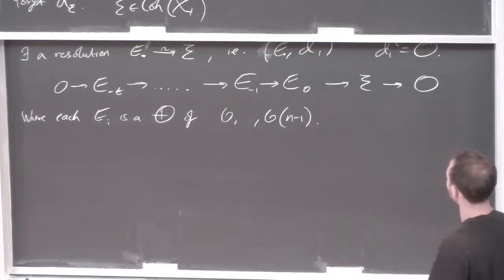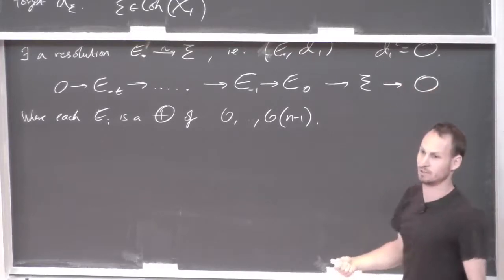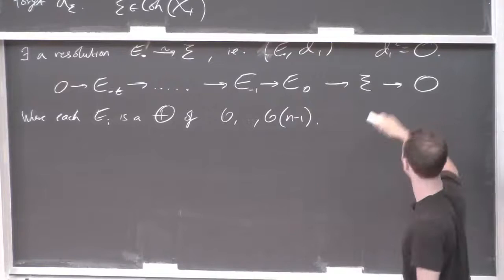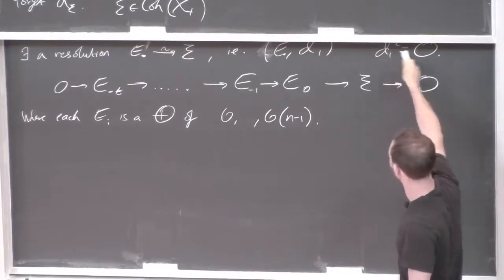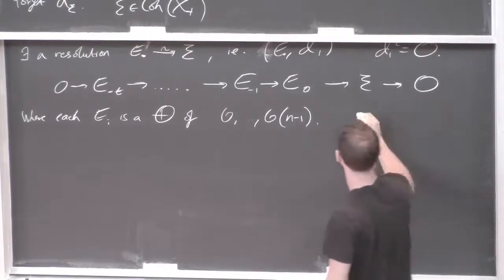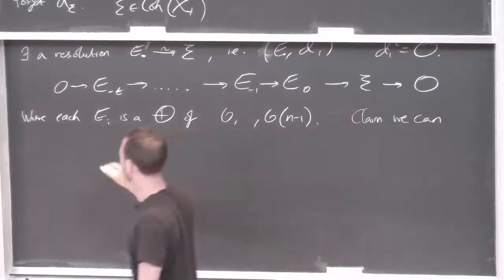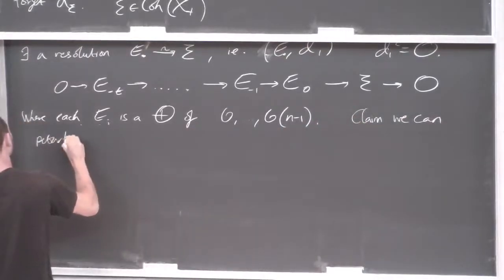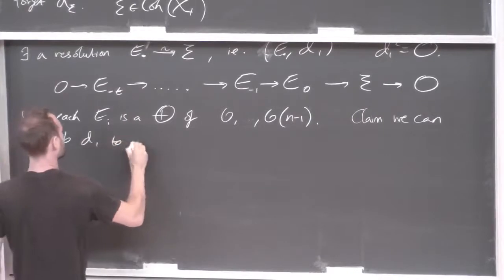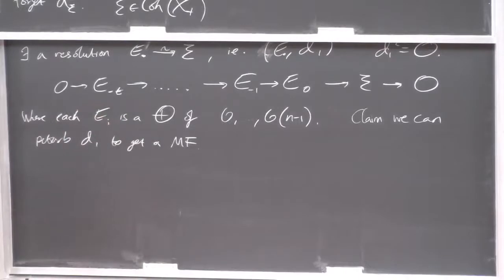And the claim is that you can take this differential and do a perturbation, add on additional terms to this differential, which means that it stops being a differential and becomes a twisted differential, and you end up with a matrix factorization. So I claim we can perturb D1 to get a matrix factorization. Let me just show you the first few steps of that. It's a recursive procedure.